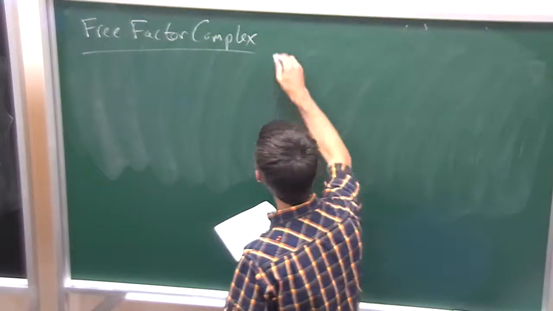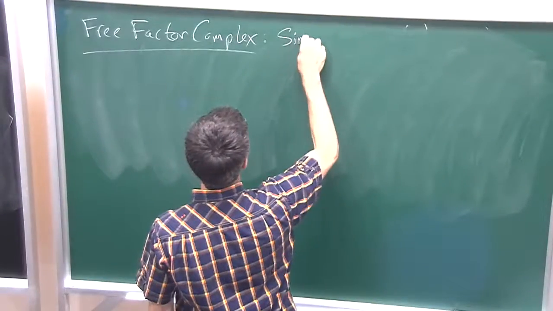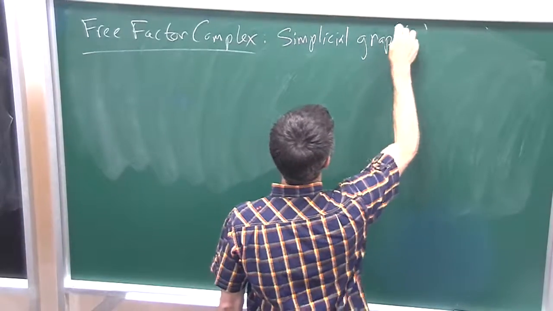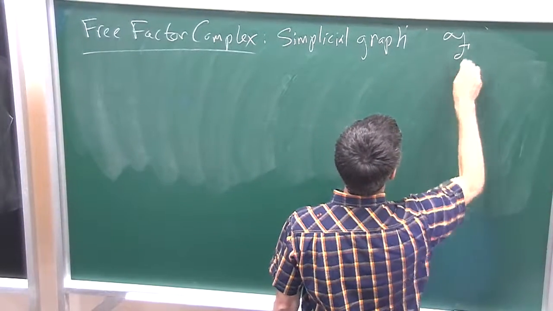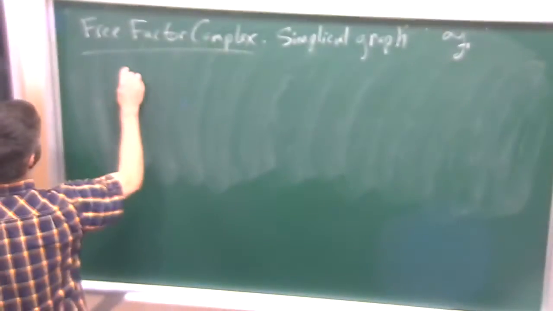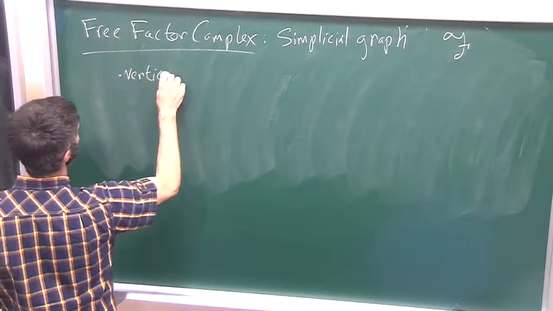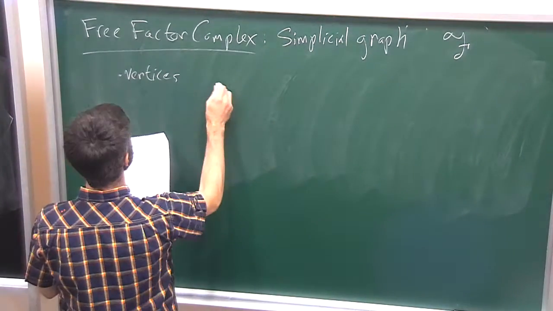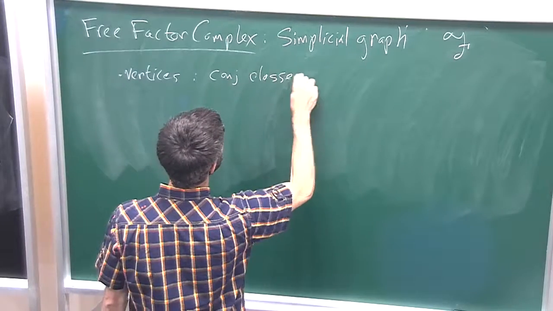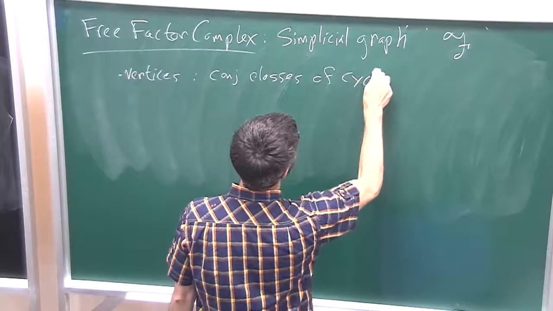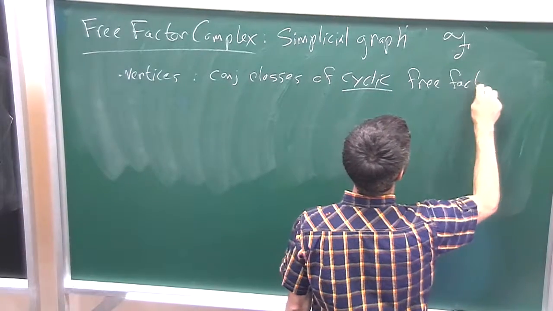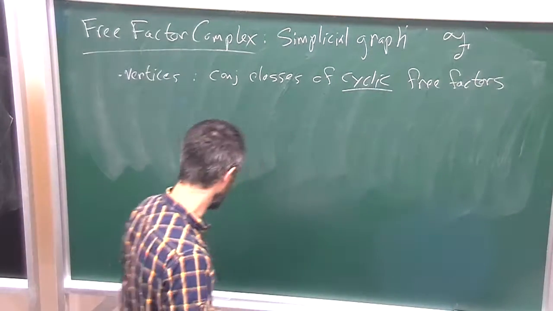OK, so what is this? This is a simplicial graph, which I'll call fancy F. OK, and the vertices for me will be conjugacy classes of cyclic free factors. OK?